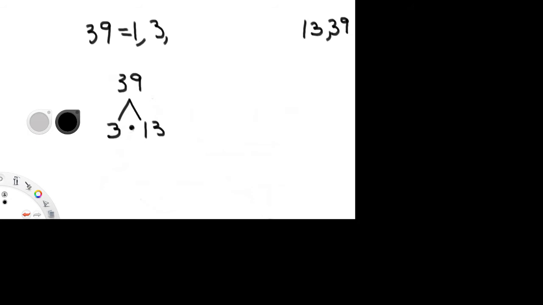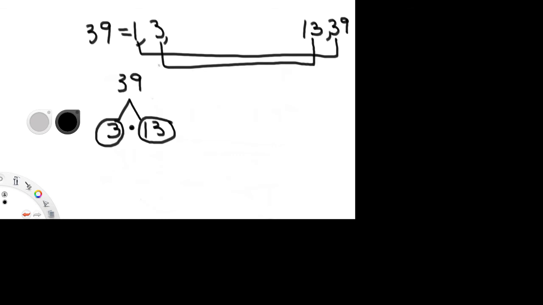Okay, so now we have 3 and 13. Is 3 composite or prime? Well, we have a prime number here, so we can't do anything with that. Can we have any other 2 numbers besides 1 and 13 go into 13? No. So we are done. So the numbers that factor into 39 evenly are 1 times 39, and 3 times 13. No other numbers go into it, so we leave this space blank.